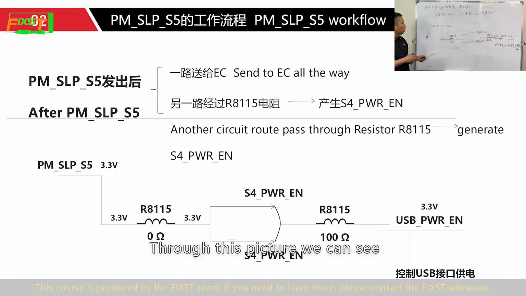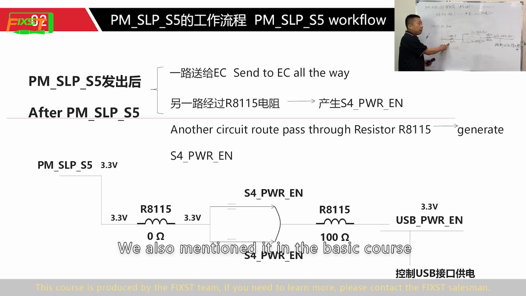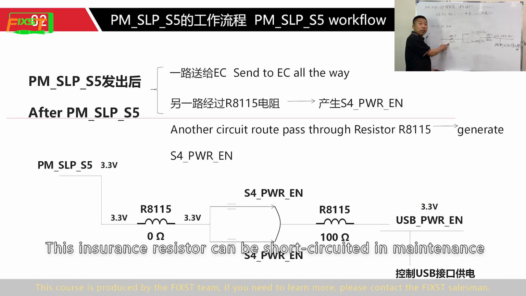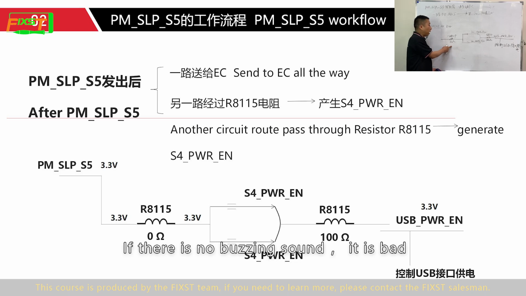Through this picture we can see it is 3.3 volt after this 0 ohm resistor. It is an insurance resistor. We also mentioned it in the basic course. This insurance resistor can be short-circuited in the maintenance. We use a multimeter to measure it. The sound is good. If there is no buzzing sound, it is bad.